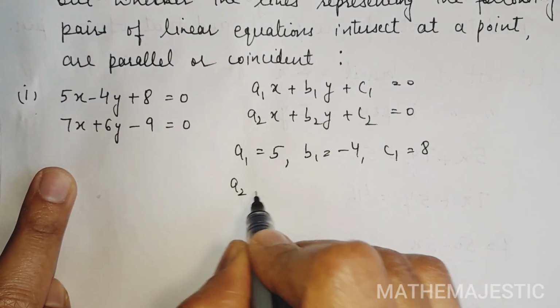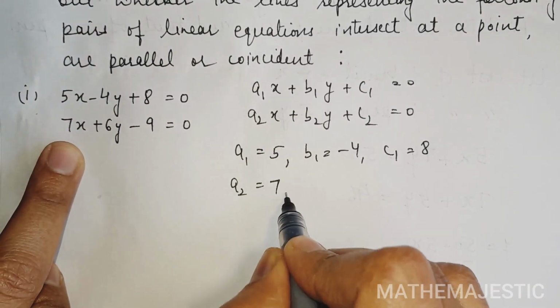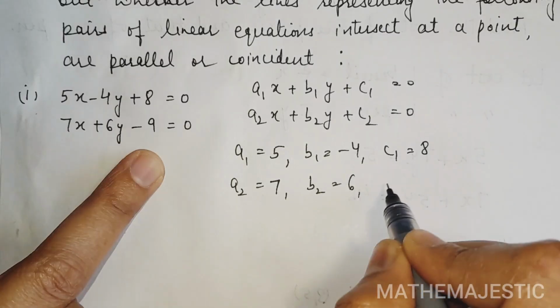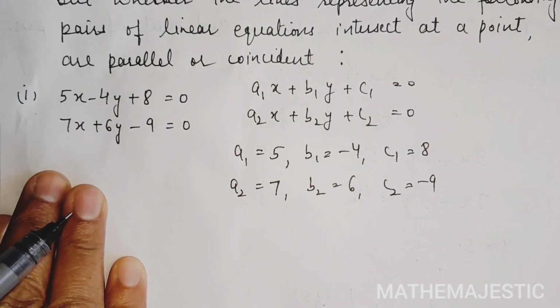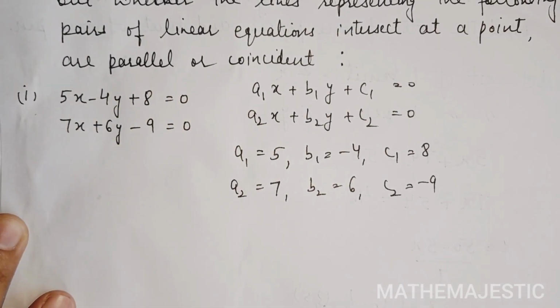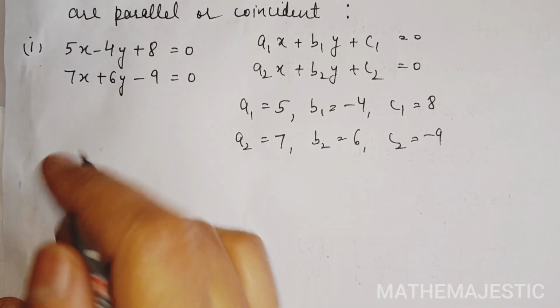This is the most important thing to keep in mind. a2 is 7, b2 is 6, c2 is minus 9. We have to shift all the values to the left side only. No value should be on the right side, even the constant. Now we will find out the ratios.